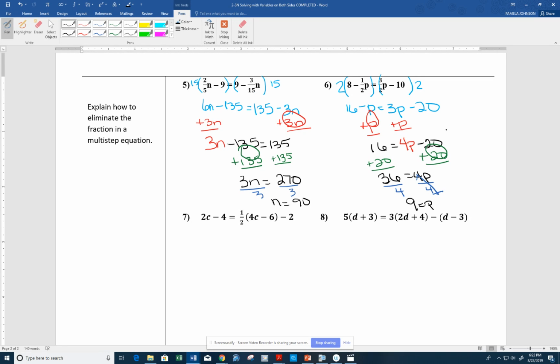Remember, all of these equations that we're working out, you can check in your calculator using the y1 and y2 features. Okay.